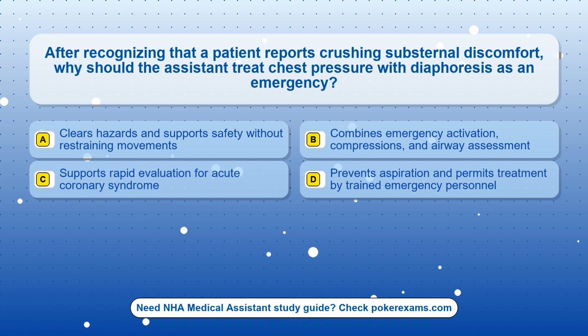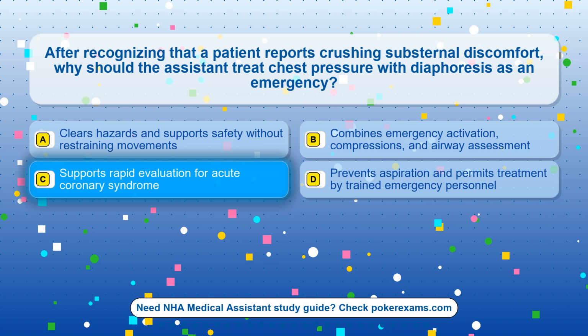Question 8. After recognizing that a patient reports crushing substernal discomfort, why should the assistant treat chest pressure with diaphoresis as an emergency? Option A. Clears hazards and supports safety without restraining movements. Option B. Combines emergency activation, compressions, and airway assessment. Option C. Supports rapid evaluation for acute coronary syndrome. Option D. Prevents aspiration and permits treatment by trained emergency personnel.